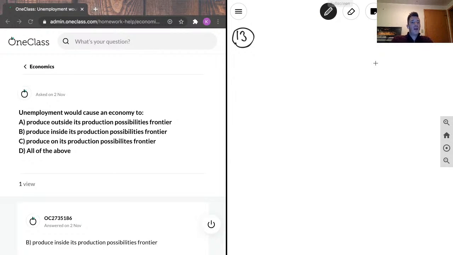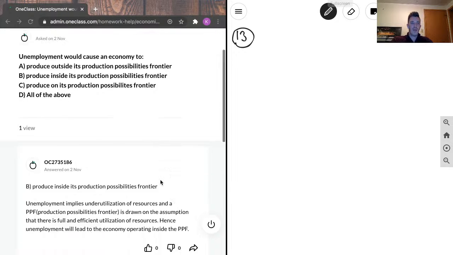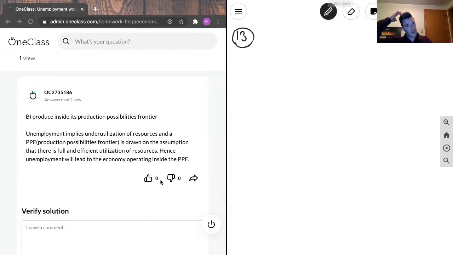And 13 reads, unemployment would cause an economy to A, produce outside its production possibilities frontier, B, produce inside its production possibilities frontier, or C, produce on its production possibility frontier. D, all the above. Junior tutors have written that the answer is B, produce inside its production possibilities frontier. And they've written that unemployment implies underutilization of resources, and a PPF is drawn on the assumption that there's a full and efficient utilization of resources. Hence, unemployment will lead to an economy operating inside the PPF. And that's correct. I will just chart this quickly.